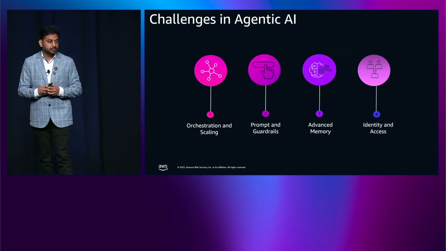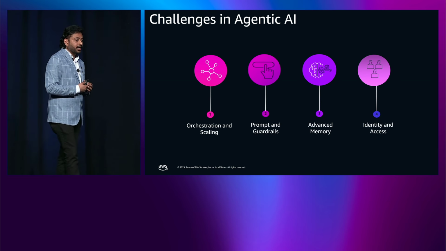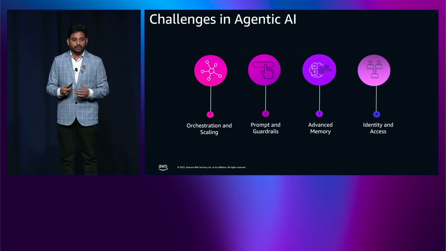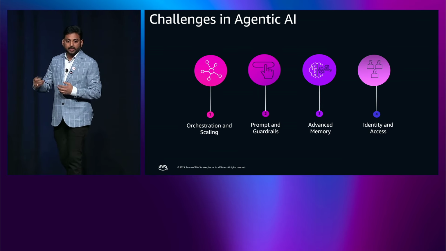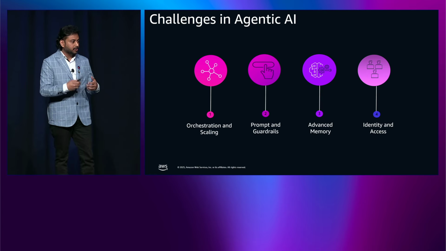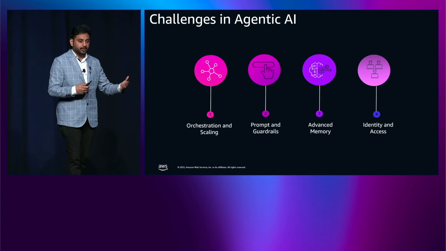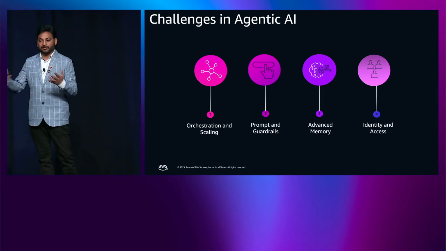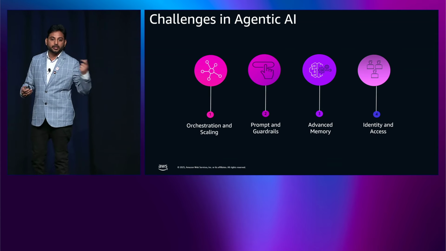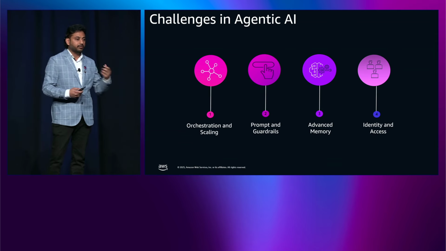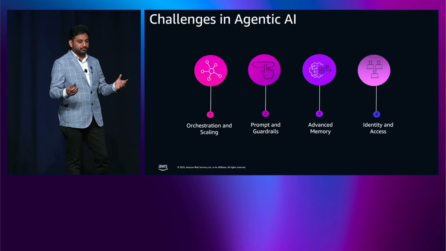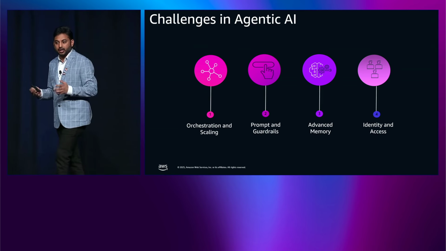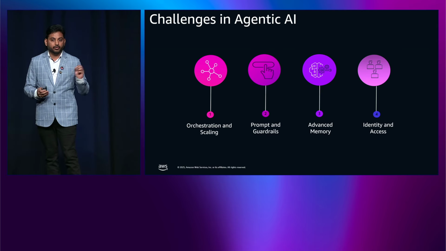The third is advanced memory. Agents are not fire and forget. You are constantly interacting with them, and you want to make sure these interactions stay intact so that when you come back the next day, it picks up from where you left off. For that, you need a lot of context. Context engineering is the new keyword that is evolving, but all of this requires a lot of memory. So advanced memory techniques are another challenge to be implemented for the entire agentic systems.